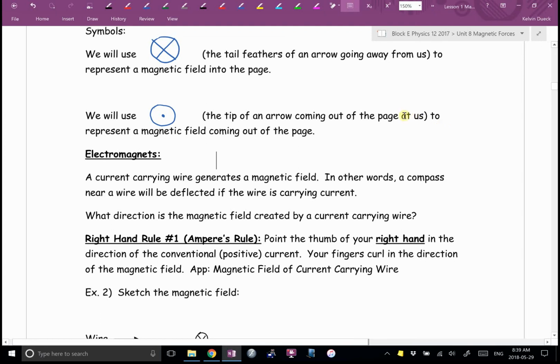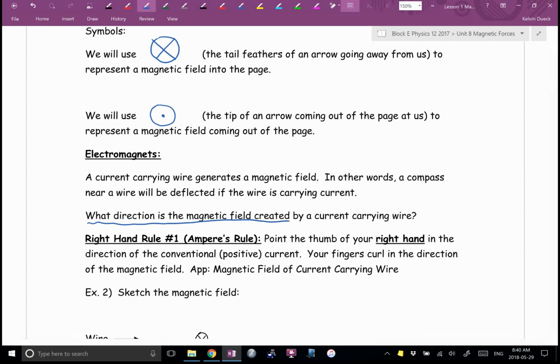Electromagnets. Read along with me. It says this: a current carrying wire generates a magnetic field. In other words, if you put a compass near a wire, it will be deflected if that wire is carrying current. And the question we want to ask is, what direction is the magnetic field created by a current carrying wire?